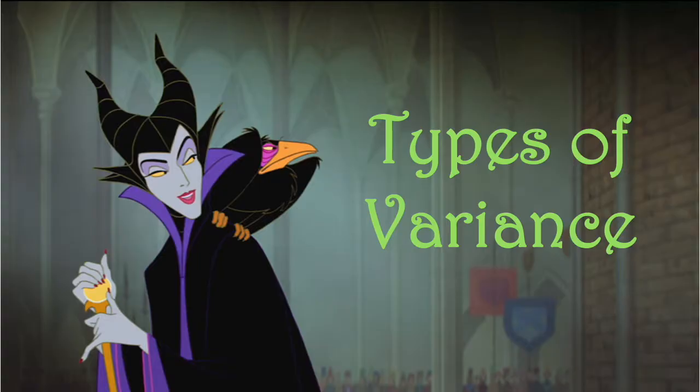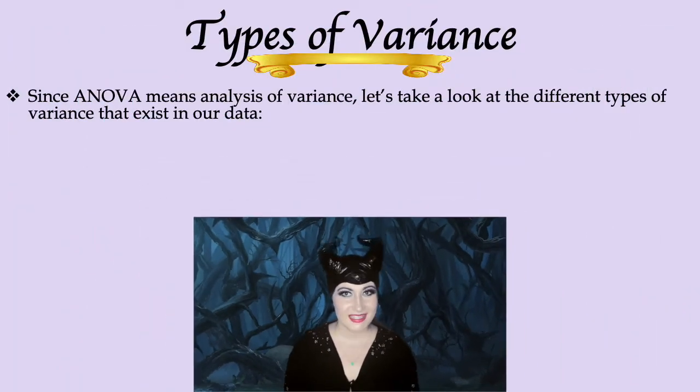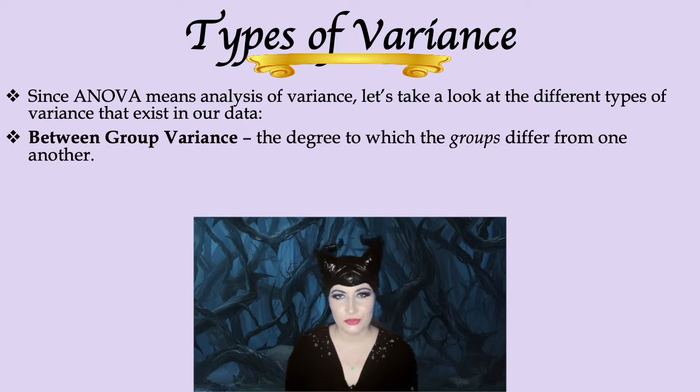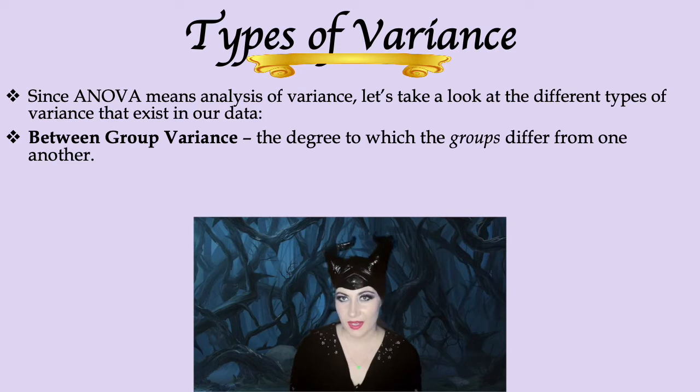So now that we've refreshed our memory on between subjects versus repeated measures design, let's take a look at the different types of variance that are part of our ANOVA, part of this analysis of these variances. Since ANOVA means analysis of variance, let's take a look at the different types of variance that exist in our data. The first type of variance we're going to look at is called between group variance, the degree to which the groups differ from one another.